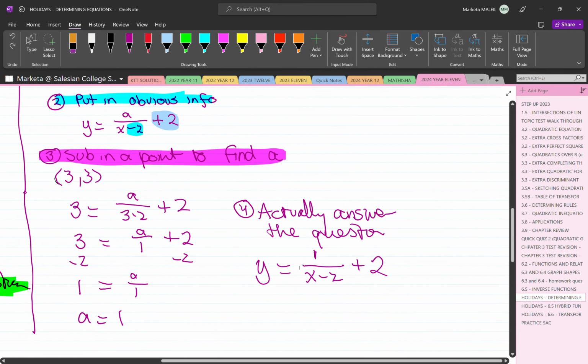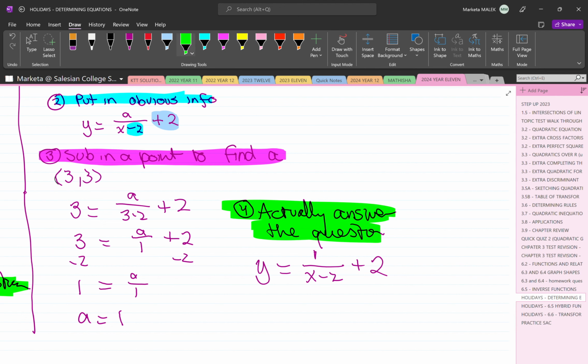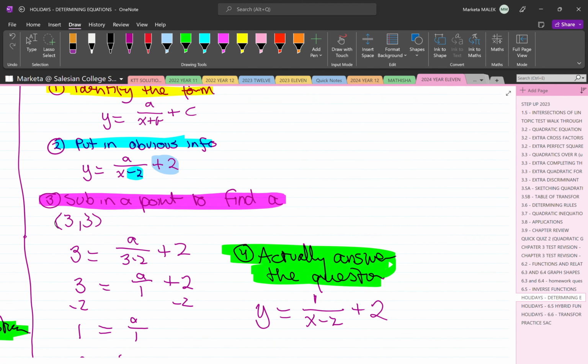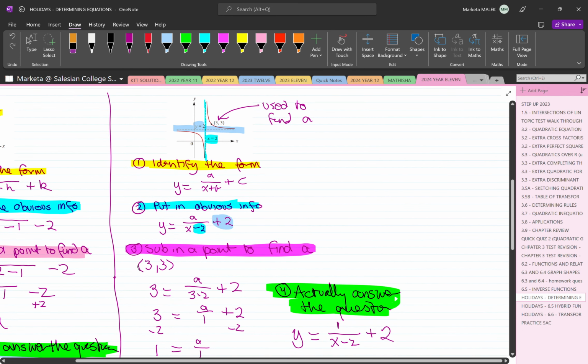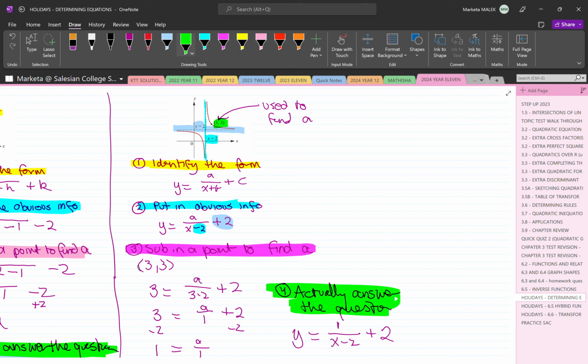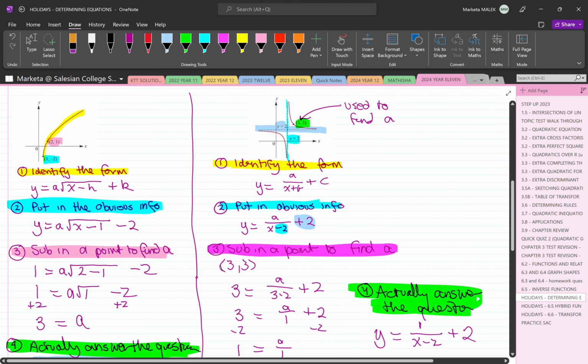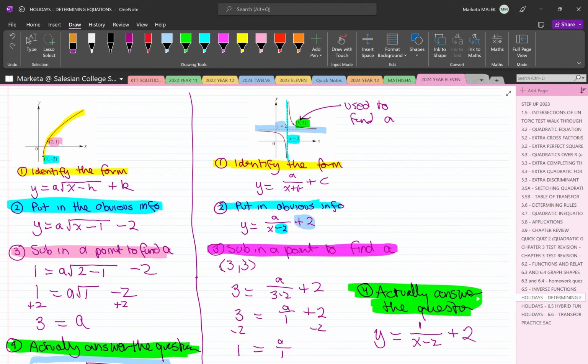So you want to make sure that you actually do consider a, and a way of making sure you don't forget is to make sure that you use all the information that's given to you in the question. We've used the asymptotes, and then the shape, and then if we hadn't used that point 3, 3, we'd know something is missing. So that is how to find equations of root graph and hyperbolas. You also can do the same method for truncus.